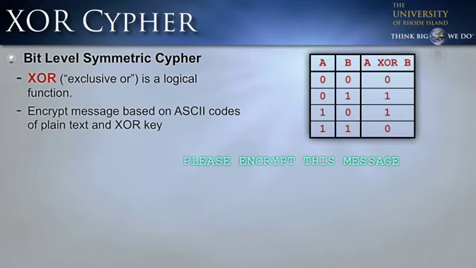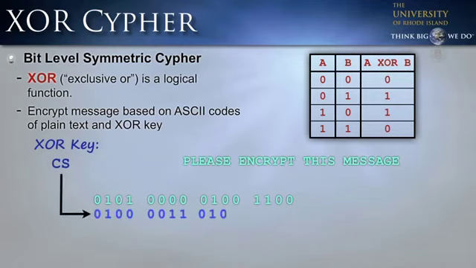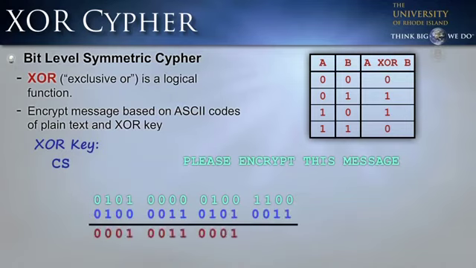Here's our message that we want to encrypt. Now we're going to translate each of these characters into their ASCII codes and use as our XOR key the characters CS, and we'll translate that into its ASCII code also. So here we have the ASCII code for P and the ASCII code for L. We're only going to encrypt the first 2 letters here just to give you an idea of how this works. Then we'll use our XOR key CS and put the ASCII code for CS here.